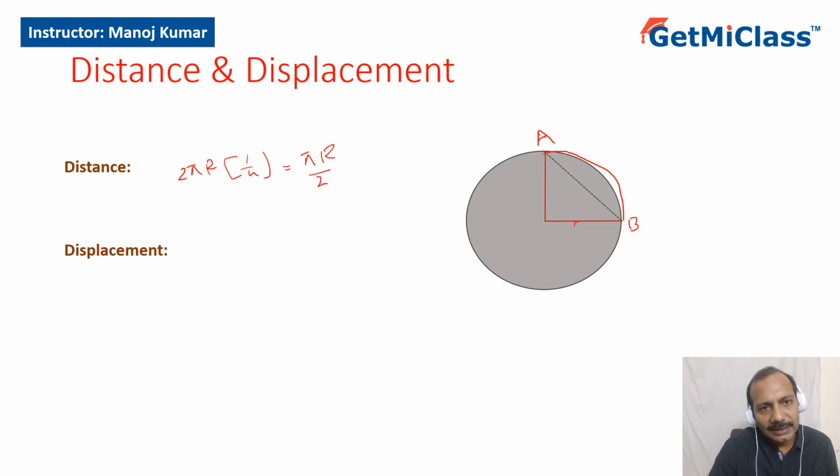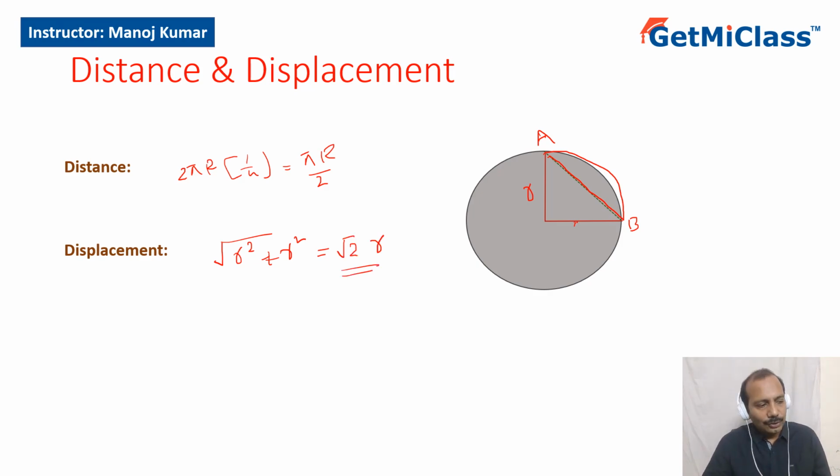Now let's come to displacement. Displacement is this shortest path. Now this path is the displacement. So if this is r, this is r, this would be under root of r square plus r square. That is equal to how much? That is root 2 r. Displacement would be equal to root 2 r.